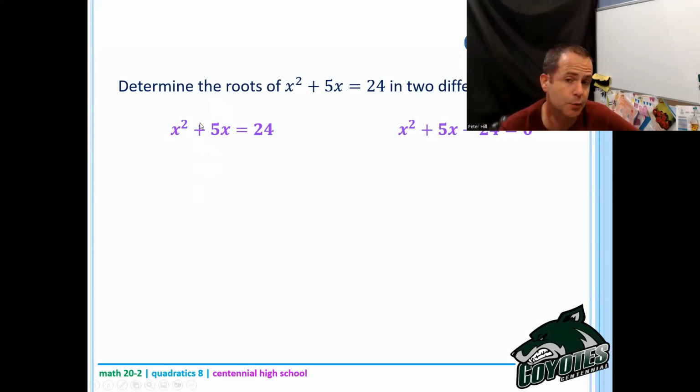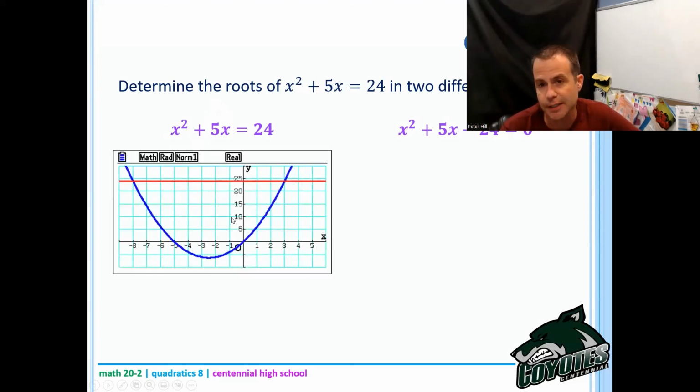I'm going to do the x squared plus 5x equals 24 first. Here's the picture I got. Take note of my window settings. I'm going from -9 up to 6 in the x, and from about -10 up to 30 in the y. And it looks like I'm getting an intersection at -8 and at 3.